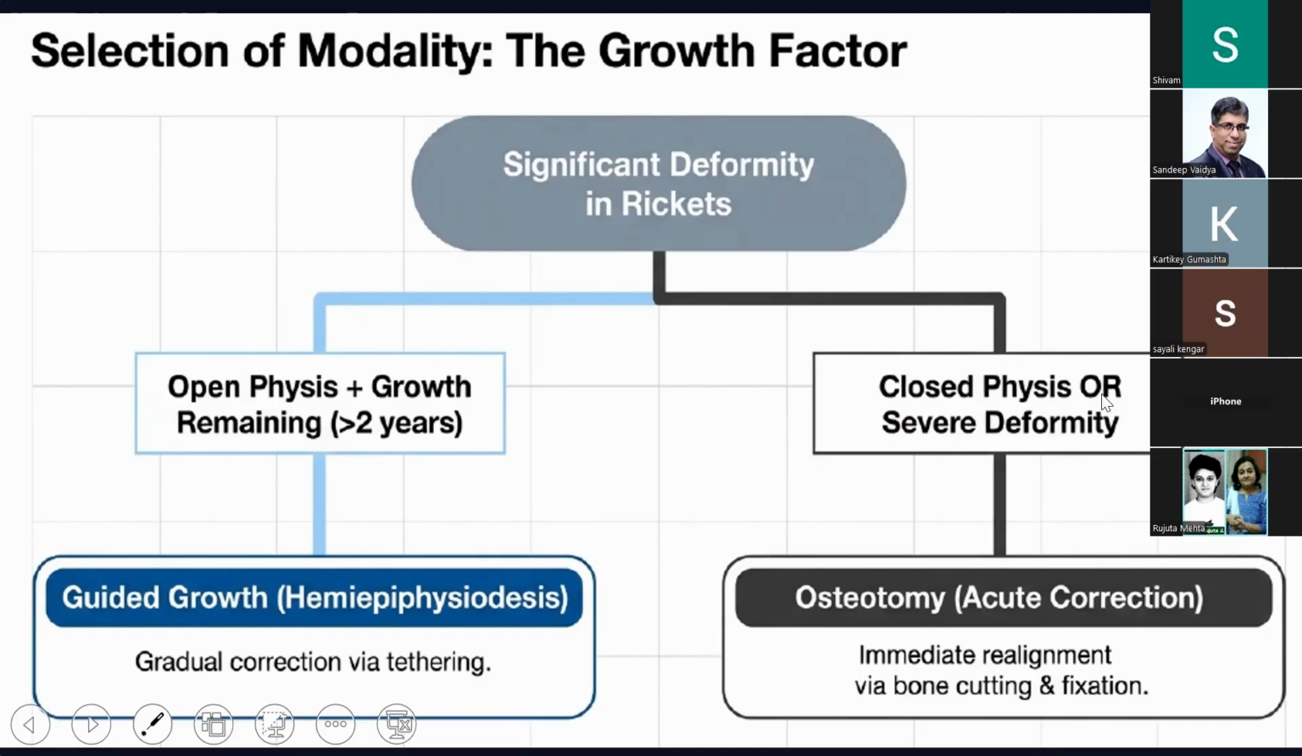Now, for the decision on surgical intervention, we have two types of modalities available to correct the deformity. When growth is remaining and remaining growth is at least more than 2 years, we should prefer epiphysiodesis or guided growth. In cases where there is a severe deformity, or the physis is closed or close to closure, or the growth remaining is even less than 1 year, we would prefer to do an acute correction.